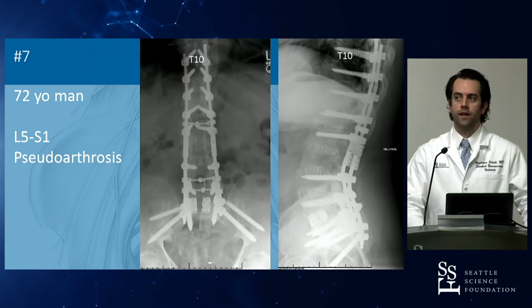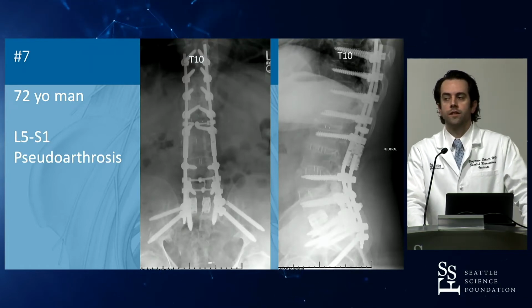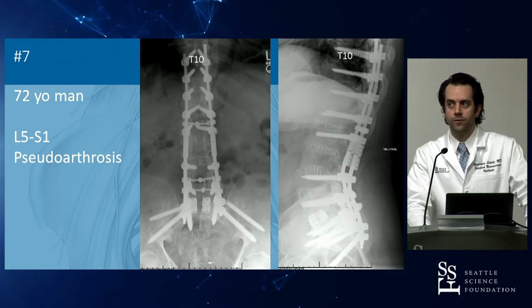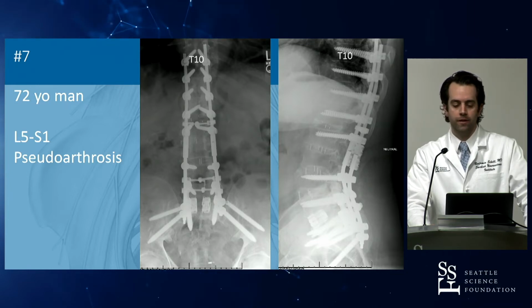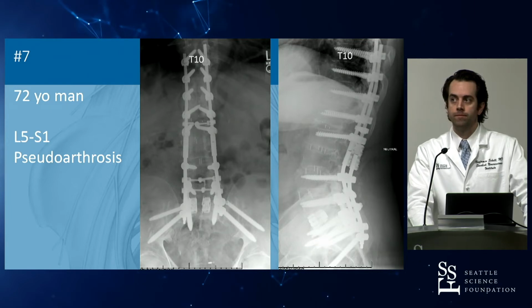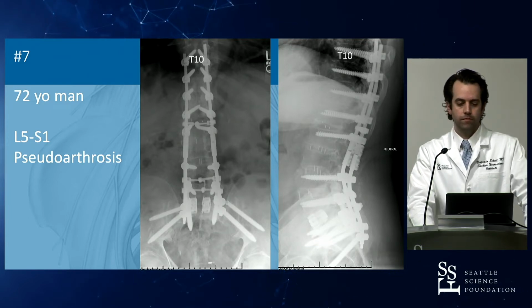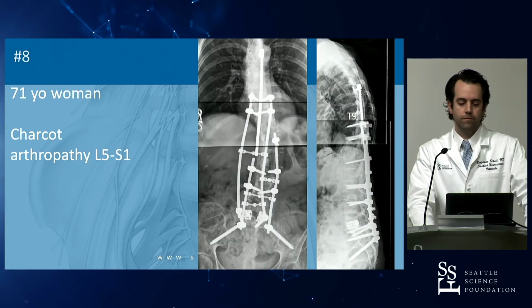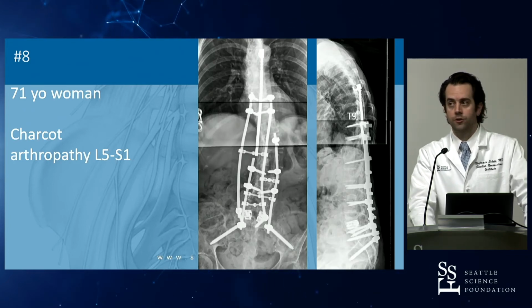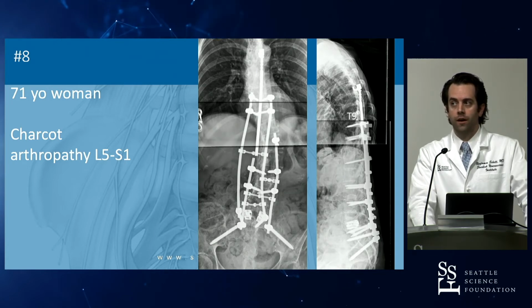And then case number 7, 72-year-old man with osteoarthrosis at L5-S1. And his films didn't extend up high enough for us to mark the level above, so the T10 level is marked there on the AP and lateral. And then case number 8, it's a 71-year-old woman. She had a Charcot arthropathy after some Harrington rods, and the T9 vertebral level is marked there on the right.